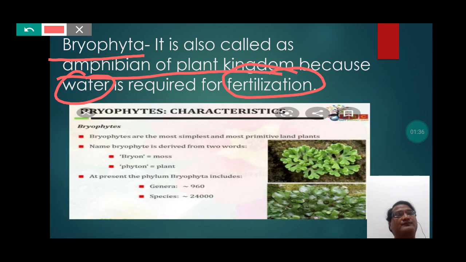This is one of the reasons that Bryophyta is not found mostly on land, rather remains present more in the water and lesser on the land. Students, Bryophyta are the simplest and most primitive land plants.